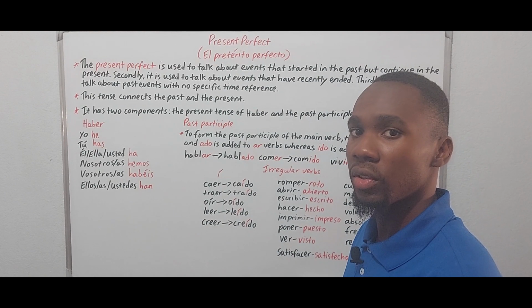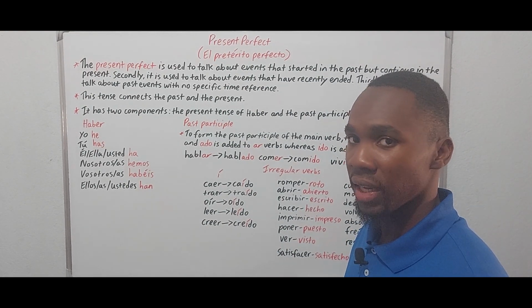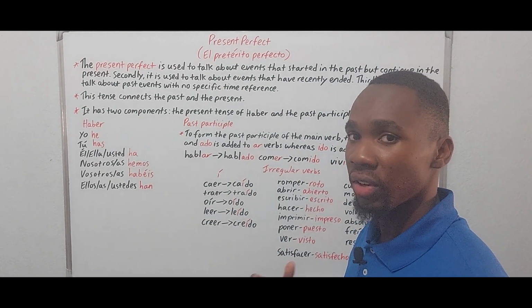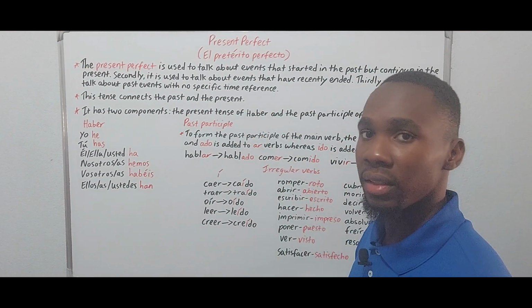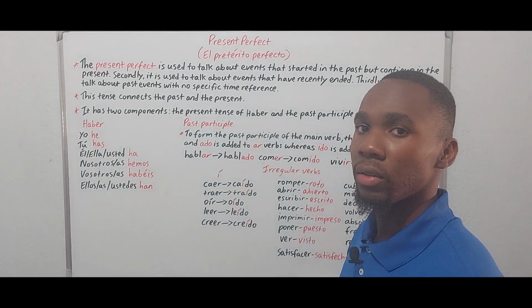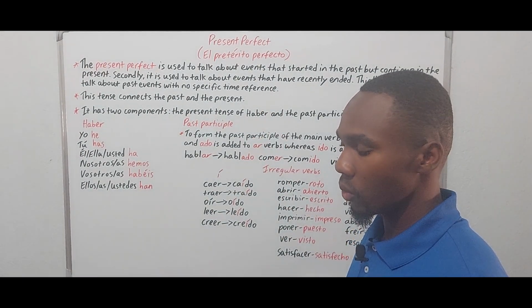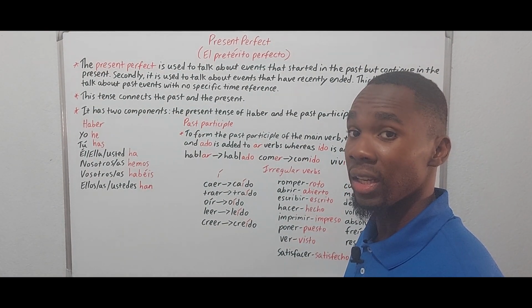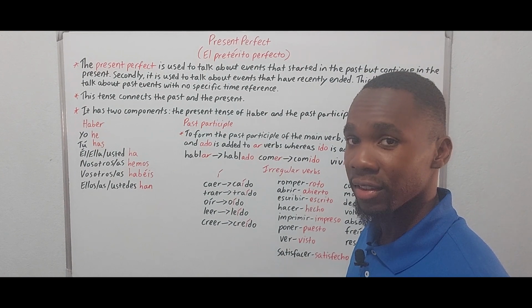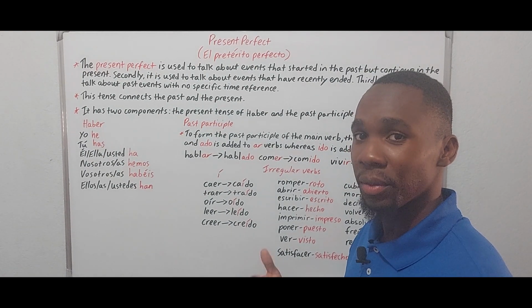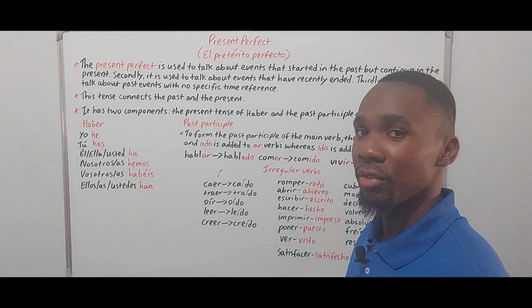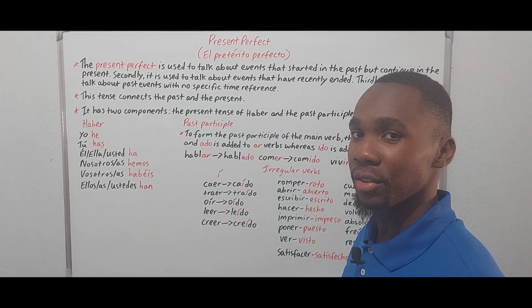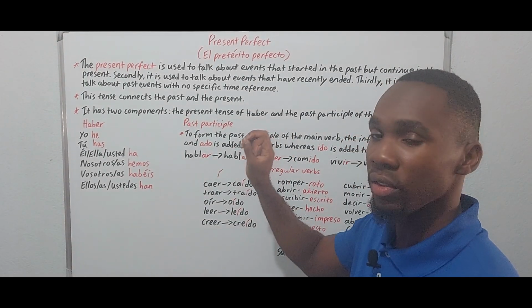So today we're going to talk about the present perfect in Spanish. As you see, the translation is el pretérito perfecto, right? Now, this is a very interesting tense because it is used to talk about the past, but it is called the present perfect, which represents the ultimate contradiction. But let's see how it is used.